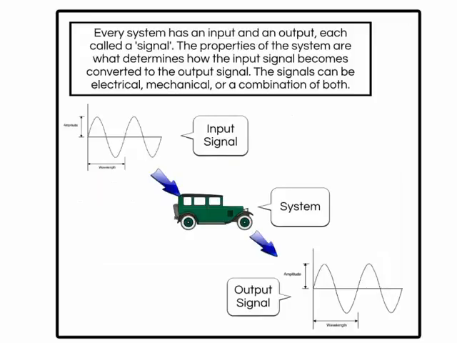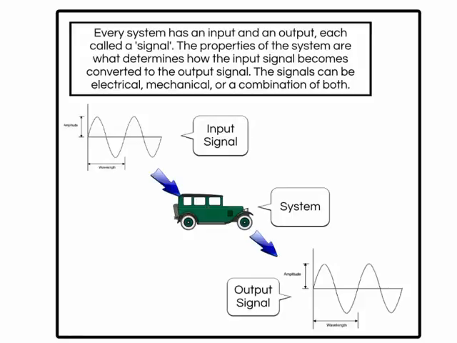What every system has in common is that every system has at least one input and at least one output, each of which is a kind of signal. A signal is a quantity that changes over time. The properties of the system are what determines how the input signal becomes converted to the output signal.